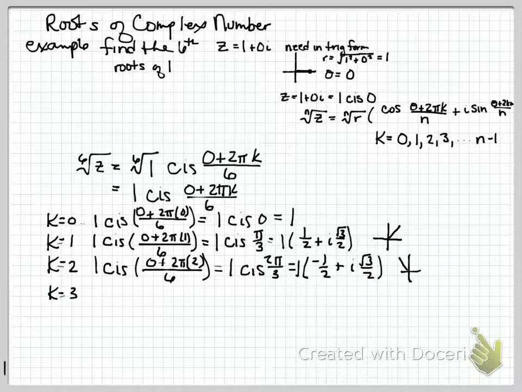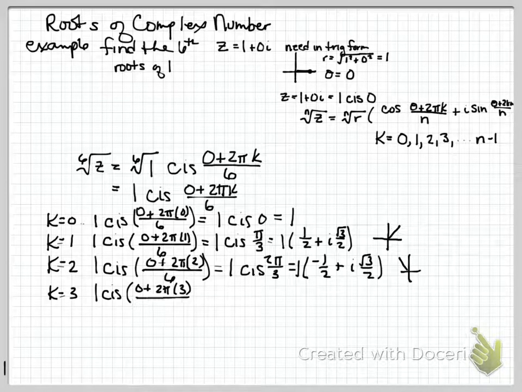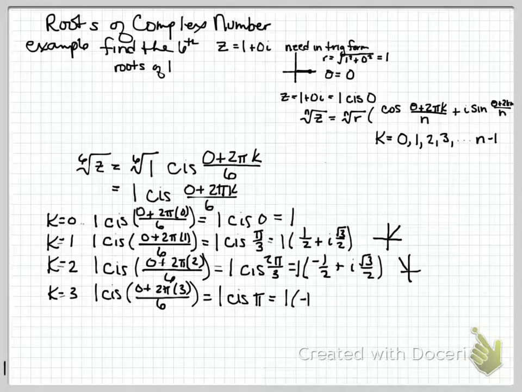K equals 3. 1 CIS 0 plus 2 pi times 3 over 6. And that's going to equal 1 CIS. 2 times 3 is 6 over 6, just makes that pi. That's going to equal 1 times the cosine of pi, which is negative 1, plus the sine of pi, which is 0. So it's just negative 1. That one would be located here.